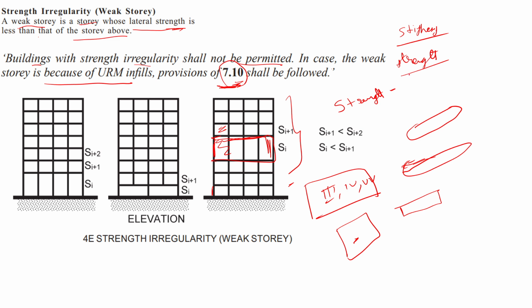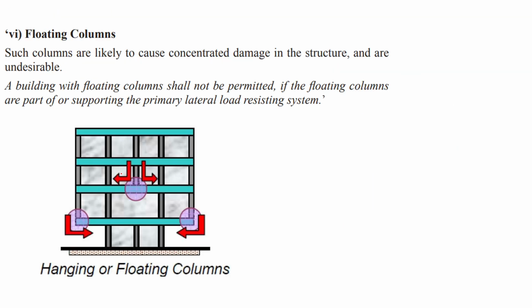So you should be very careful whenever there is any kind of work going on. You should make sure that the lateral strength and stiffness are looked at. So these are the two differences. Okay, now, when it comes to floating columns, concentrated damage in the structure is undesirable. A building with floating columns shall not be permitted.